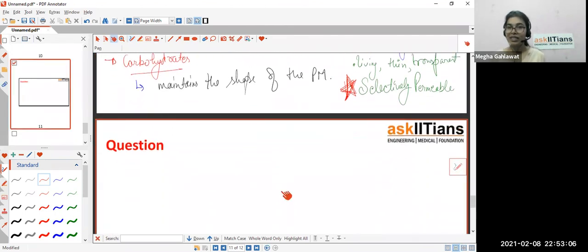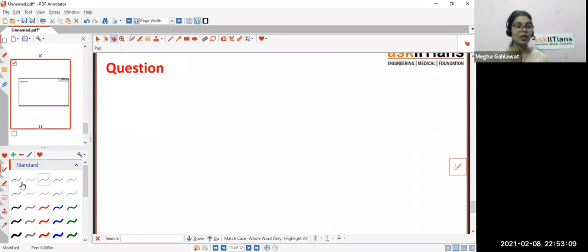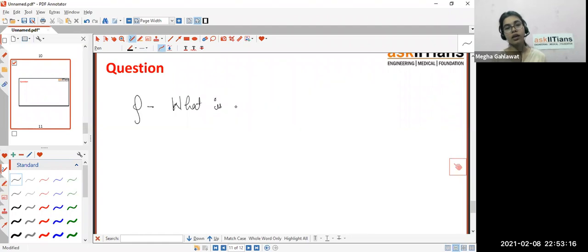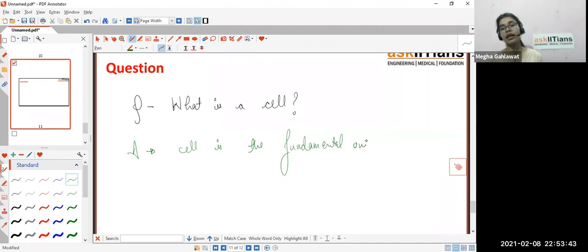Now that is all about the cell. I guess you guys enjoyed and learned. I'll give you a question myself. What is a cell? Easiest? Yes. Very frequent? Yes. Do you know the answer? I hope so. So the answer to this one is: cell is the fundamental unit of life. That means without cell, there is no life, right?